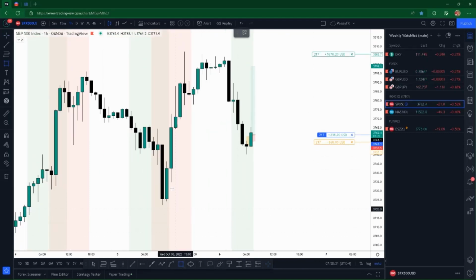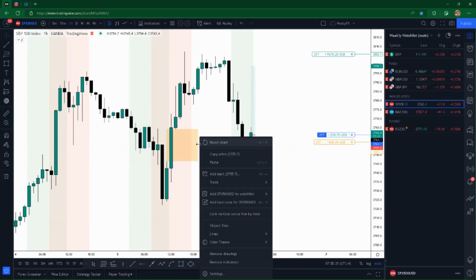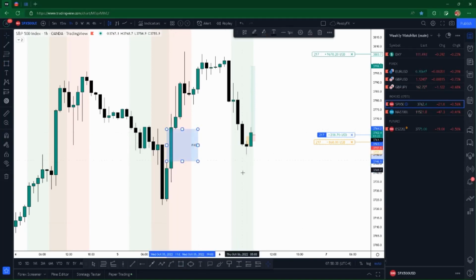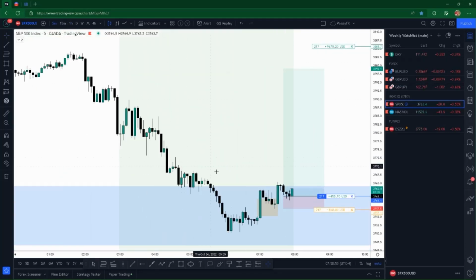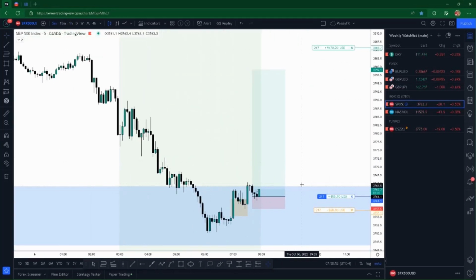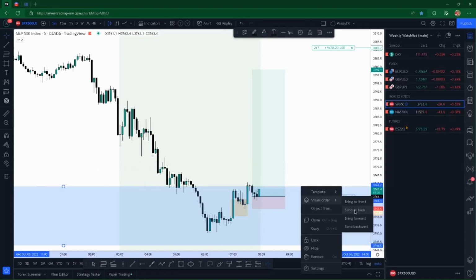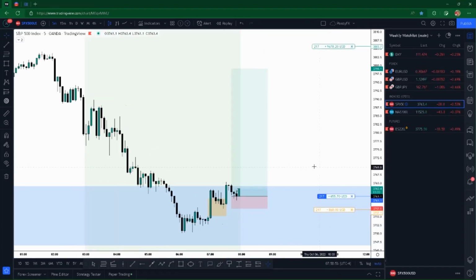Now, my higher time frame POI is this 1 hour fair value gap right here. As you can see, price traded down into it and is starting to expand out of it. So that's what I'm seeing. It's the reason I took this trade. So let's see how it plays out.